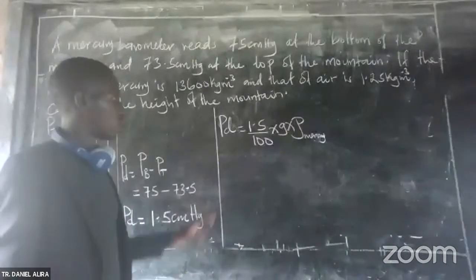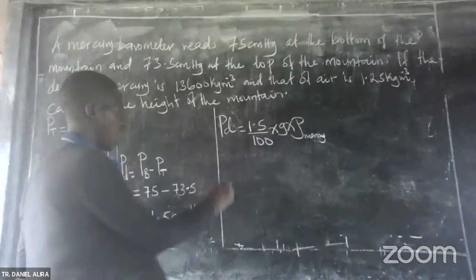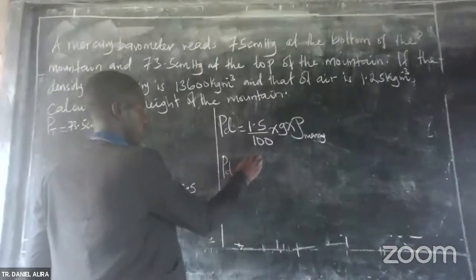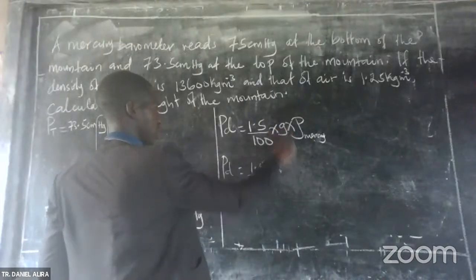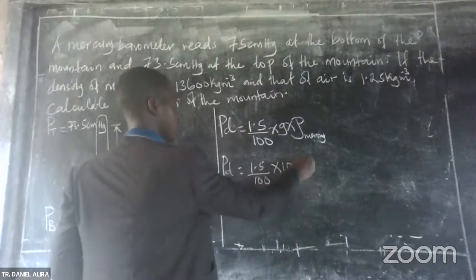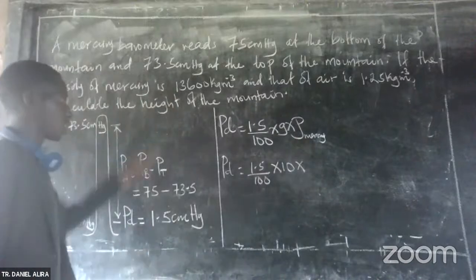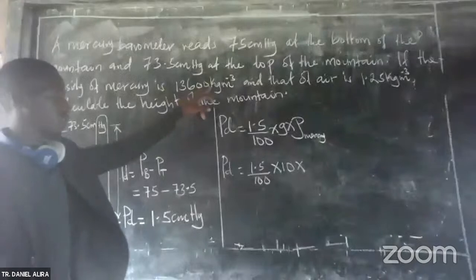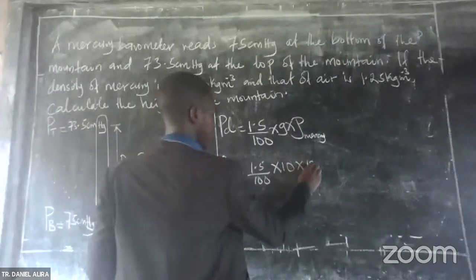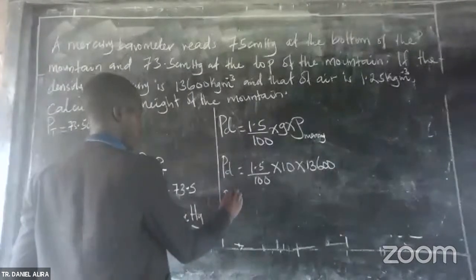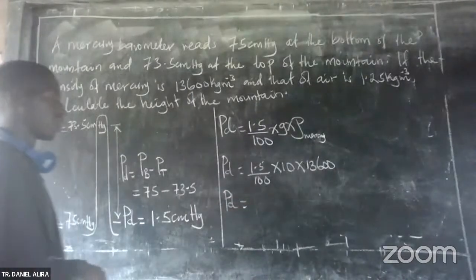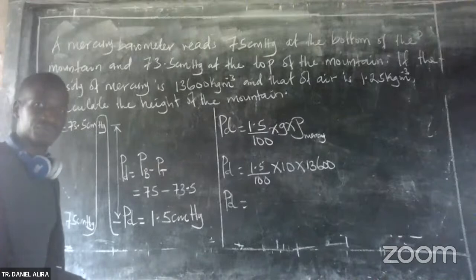So we shall have pressure difference equal to 1.5 divided by 100 times acceleration due to gravity, which is 10, times density of mercury, 13,600. Pressure difference will be the same as what do you get, Grace?